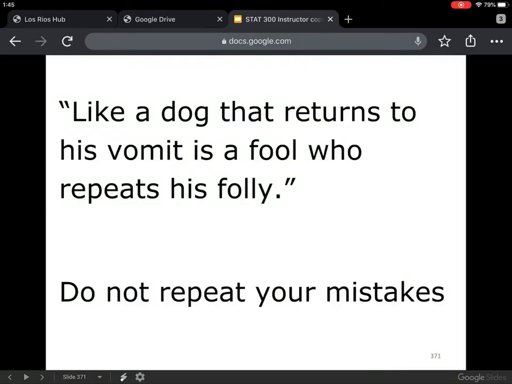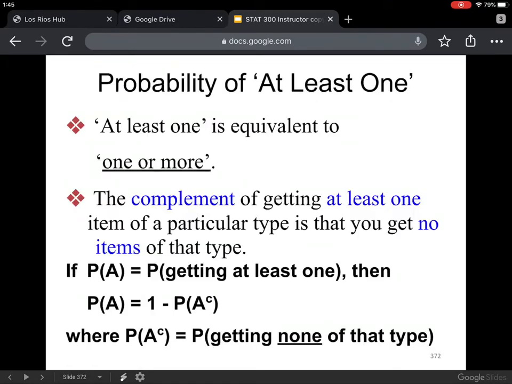And the proverb actually goes along with that idea. Like a dog that returns to his vomit is a fool who returns to his folly or foolishness. Right? Don't be a fool. Do not repeat your mistakes. Learn from them, and it's better actually if you learn from other people's mistakes. Right?